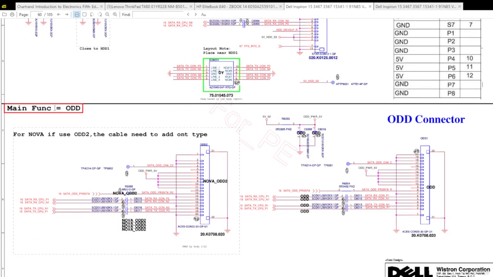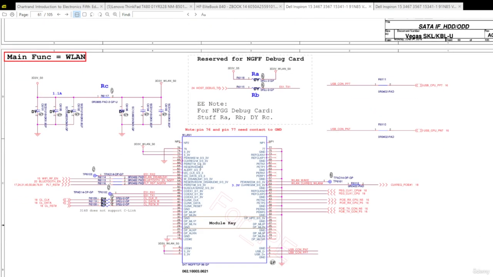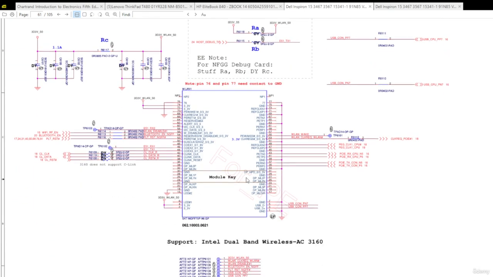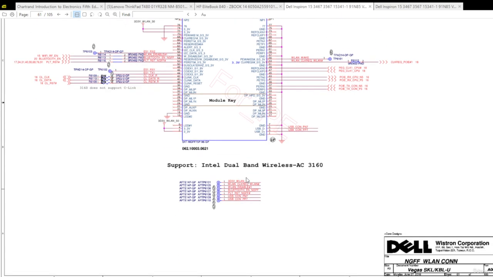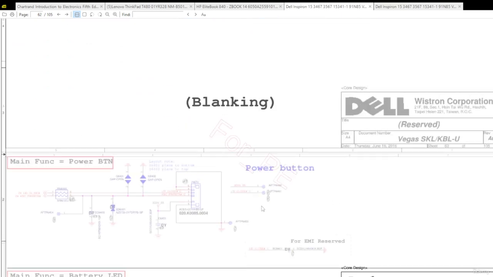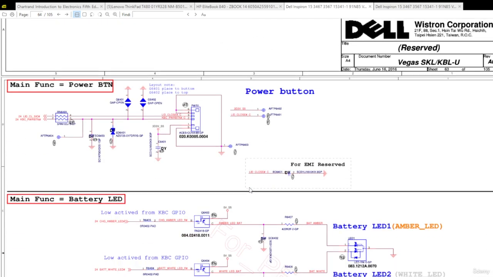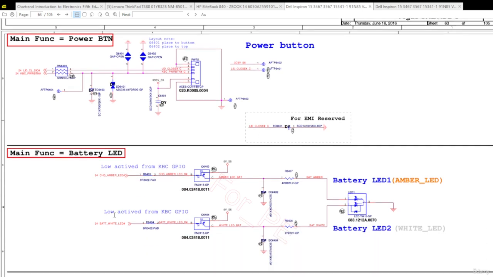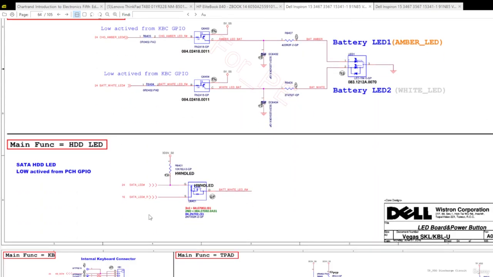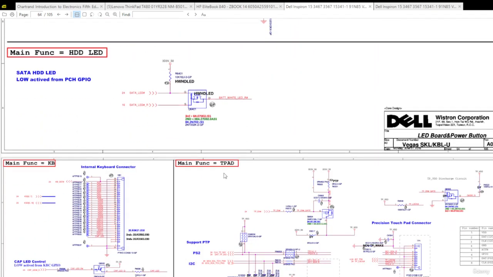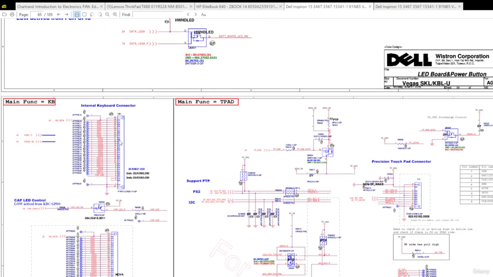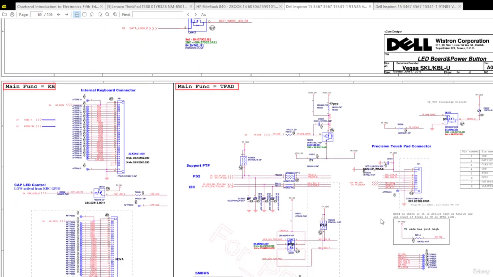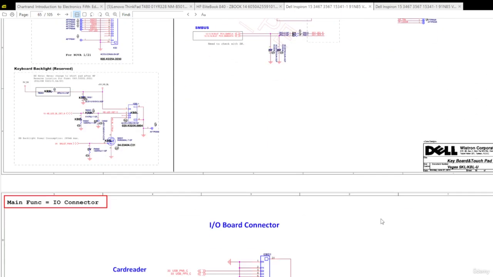We have the CD-ROM and how it is connected. Here we have the WLAN. This is the wireless network where the wireless card is installed, as also shown on this page. On the next page we have the power button. This is shown here. The battery LED is shown here. The HDD LED is shown here. Keyboard connector shown here, and the touchpad, they are all shown here.